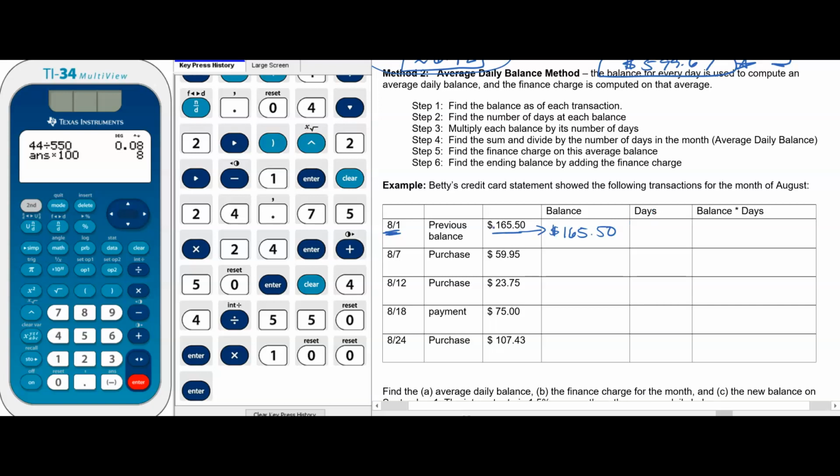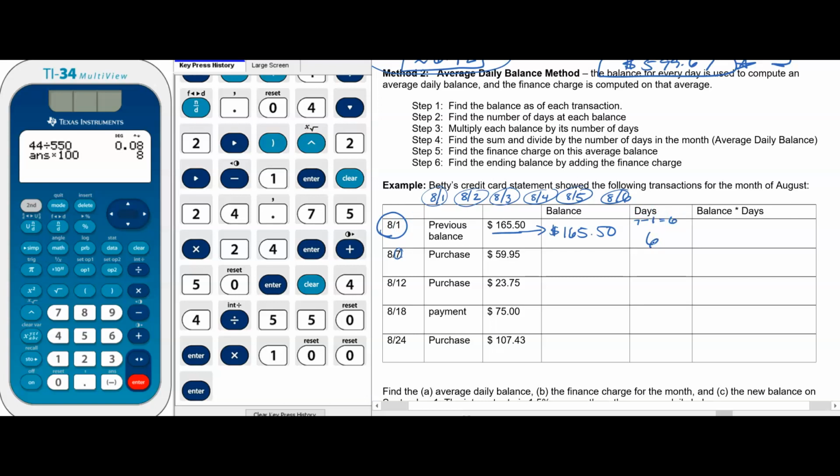Days means how many days was that balance on the credit card. So if it was the balance on the 1st, and then on the 7th we made a purchase, then that was the balance on the 1st, the 2nd, the 3rd, the 4th, the 5th, and then the 6th. Not the 7th, because on the 7th they made a purchase and it changed that balance. So it was the balance for 6 days. A quick way that you could do that would be to take the 7th, 7 minus 1, the 1st, and then you end up getting 6.